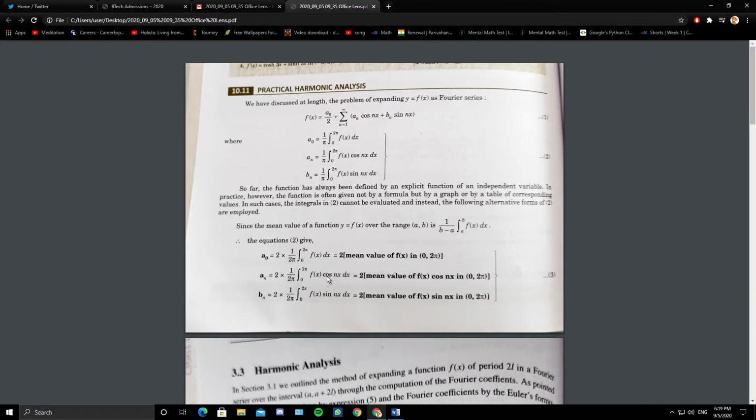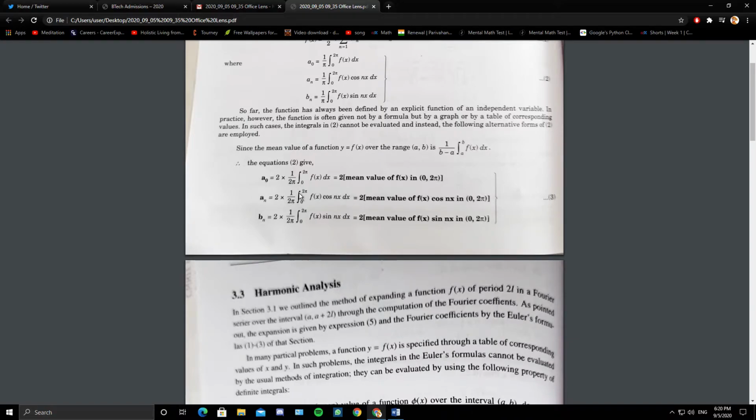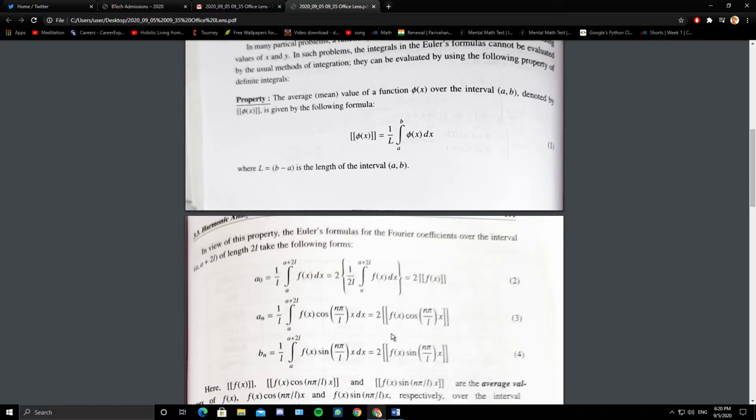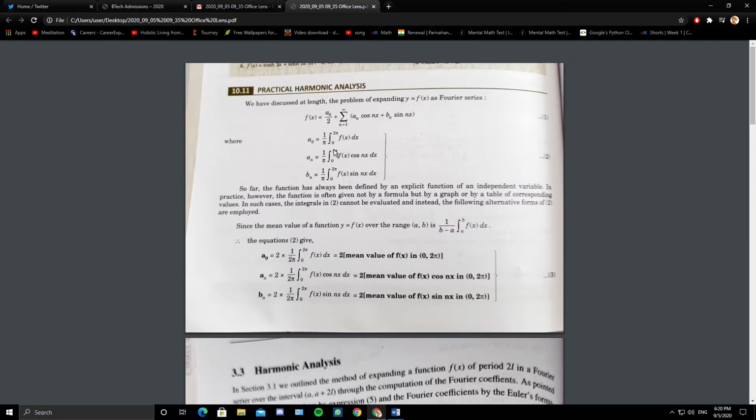An is 2 times the mean of the function f of x cos nx. Bn is 2 times the mean of the function f of x sin nx in the interval 0 to pi. The process of finding the Fourier expansion using the mean value property is called harmonic analysis. So this is the case for the function defined in 0 to pi.